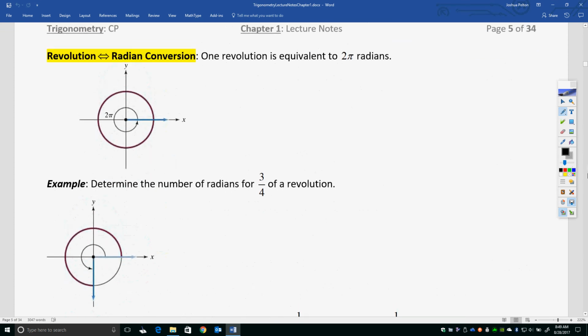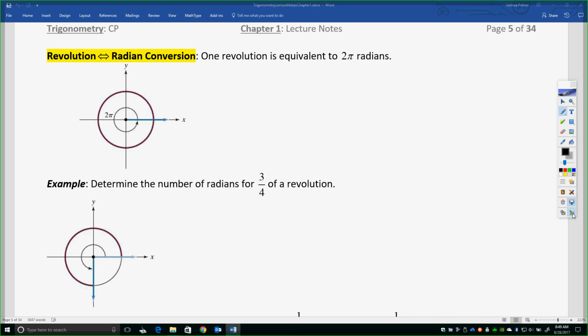Now we want to convert from revolutions to radians and back. What you will notice is in some books they call them revolutions or rotations. They tend to mean rotations as in multiple times around, where a revolution could mean a partial time around. But it really depends on the book.